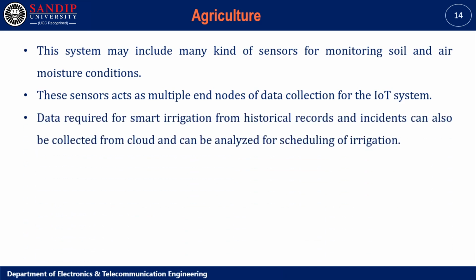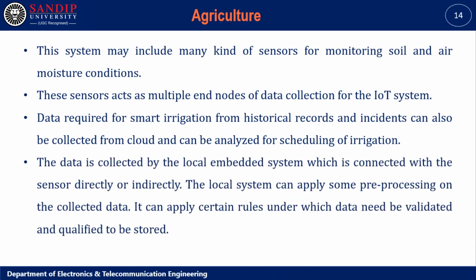Data required for smart irrigation from historical records and incidents can also be collected from the cloud and can be analyzed for scheduling of irrigation. The data is collected by the local embedded system which is connected with the sensor directly or indirectly. The local system can apply some pre-processing on the collected data. It can apply certain rules under which data need to be validated and qualified to be stored.